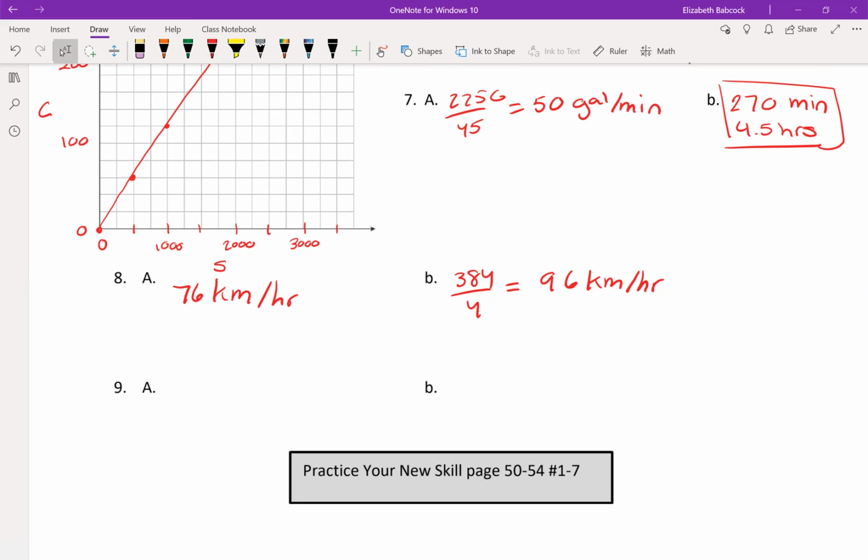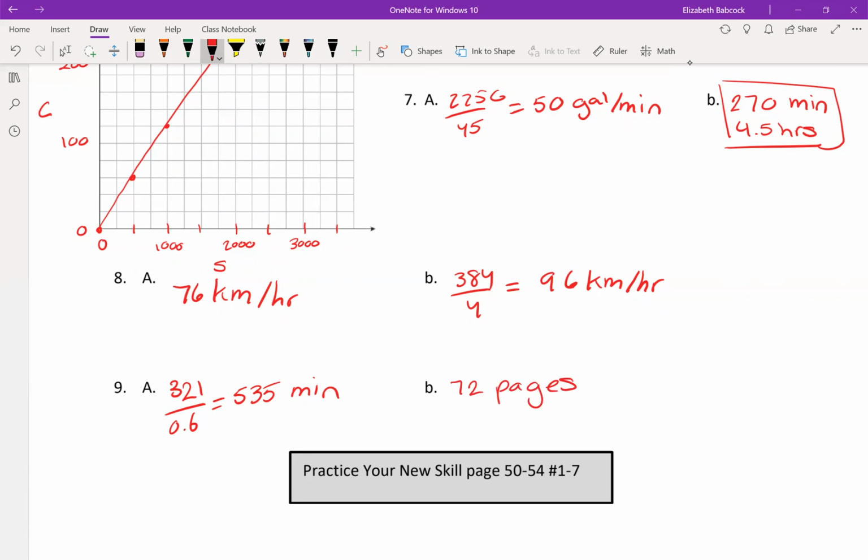So 321 divided by 0.6 gets us 535 minutes. That's a long time to read a book. After 2 hours, how many pages will she have read? 2 hours is how many minutes? If 1 hour is 60, 2 hours is 120. So 0.6 pages per minute times 120 minutes. We get she will have read 72 pages.